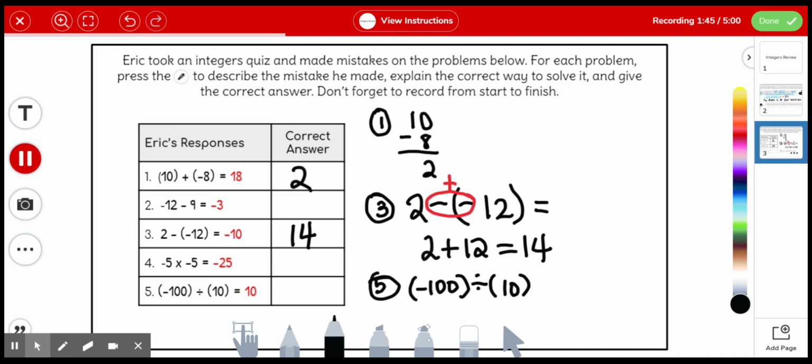Now, with multiplication and division, I know that if they have the same signs, the answer will be positive. If they have different signs, the answer will be negative. So the mistake that Eric made here is that he said it was a positive 10, but they have different signs. So the correct answer is actually negative 10.